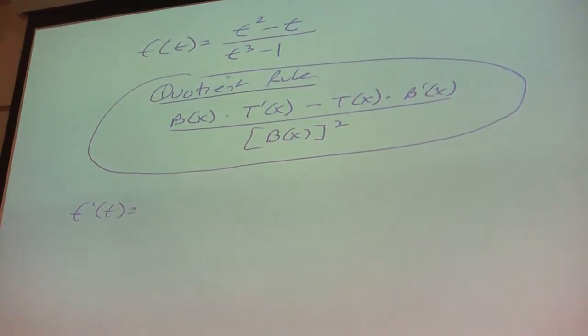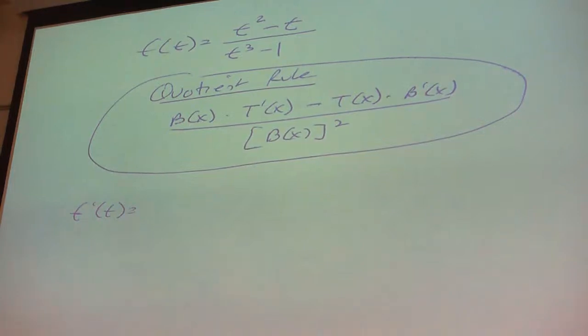Go step by step. Some of you are gonna find that the algebra is the problem, or part of the problem. Original bottom times the derivative of the top, minus the original top times the derivative of the bottom, all over the original bottom squared. Nice and slowly. Make sure there's no mistakes. Simplify.